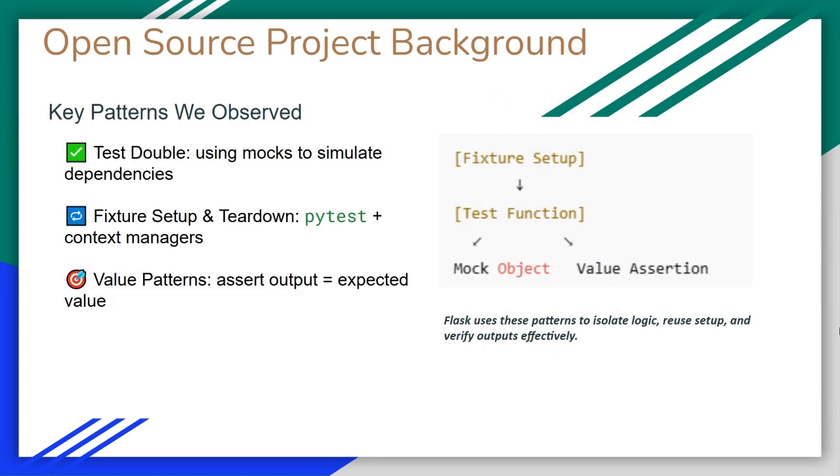Based on what we saw in the test suite, we identified three key testing patterns from the xUnit test pattern book. The first is the test double pattern, which includes mocks and stubs to simulate behavior. The second is fixture setup and teardown, handled with PyTest and context managers. And the third is the value pattern, where the test checks if the output equals an expected value. These patterns make Flask test modules clean and effective at catching bugs.